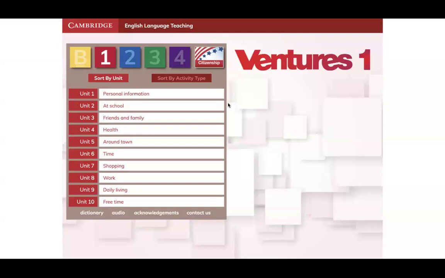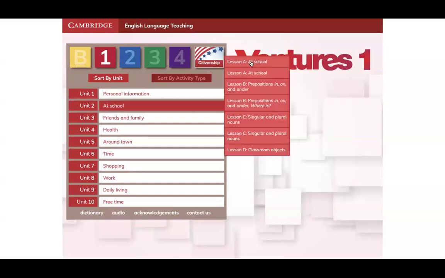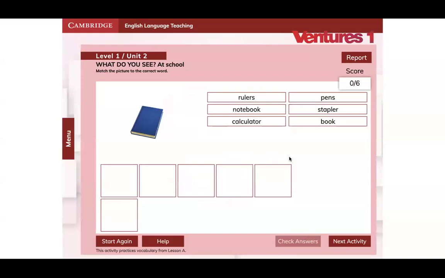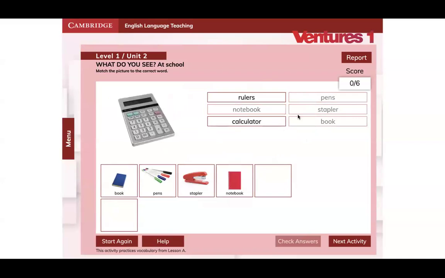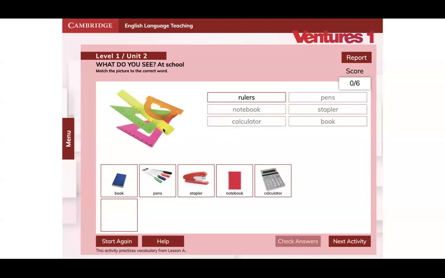Okay, the next thing that we did was we went into Ventures and we did unit 2, Getting started at school. We would see a picture of this. And what was it? It was a book. What are these? They're pens. What is this? A stapler. What is this? A notebook. What is this? Calculator. And what are these? Rulers.